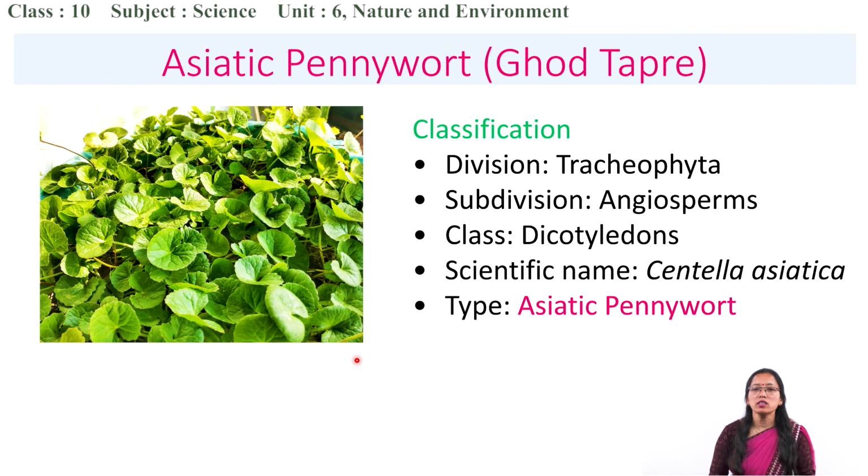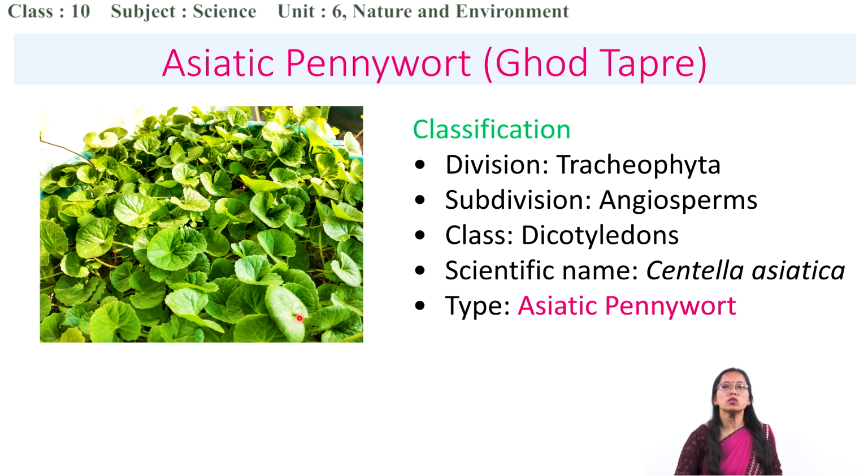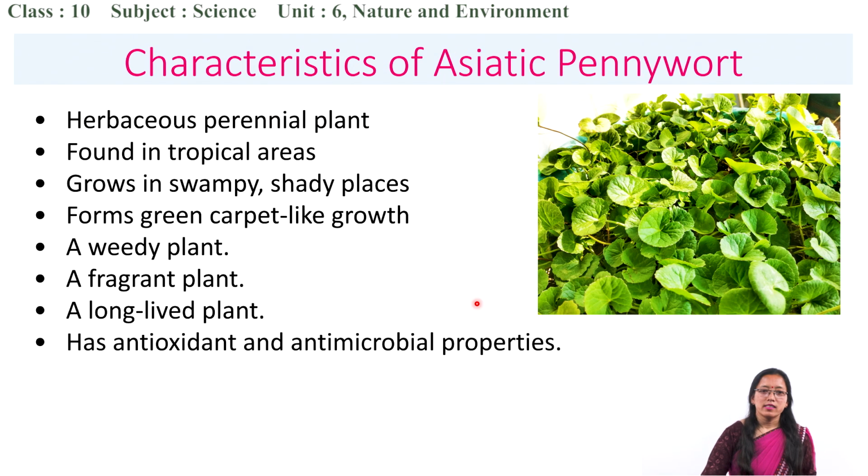Okay, another plant is Asiatic pennywort, commonly known as ghotapre. Its classification is also similar to the other plants which we have discussed now. Division Tracheophyta, subdivision Angiosperms, class Dicotyledon, scientific name is Centella asiatica, and commonly it is called Asiatic pennywort.